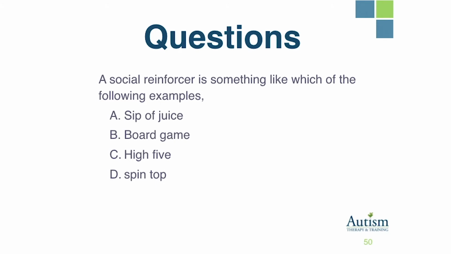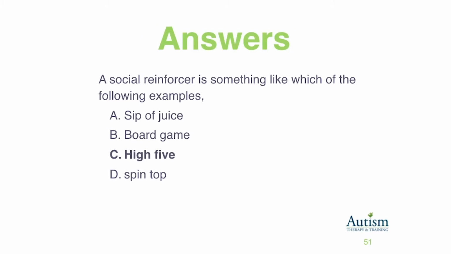A social reinforcer is something like which of the following examples? A. Sip of juice. B. Board game. C. High five. Or D. Spin top. And the correct response is C. High five.